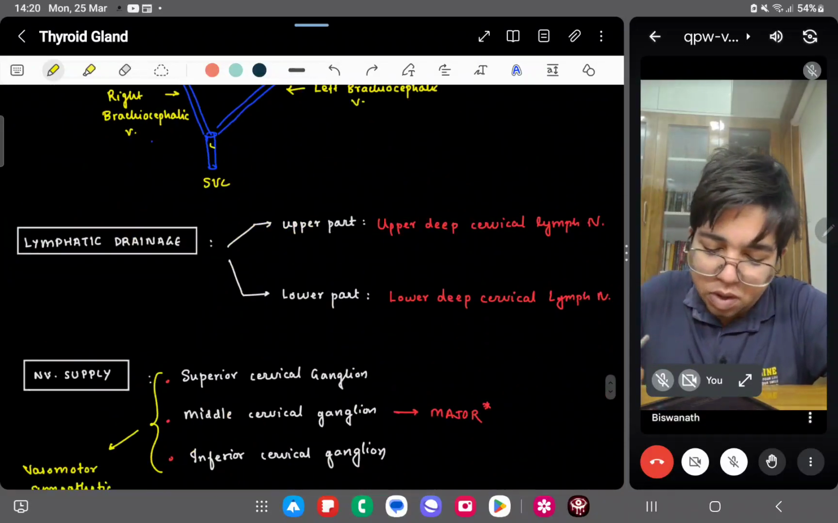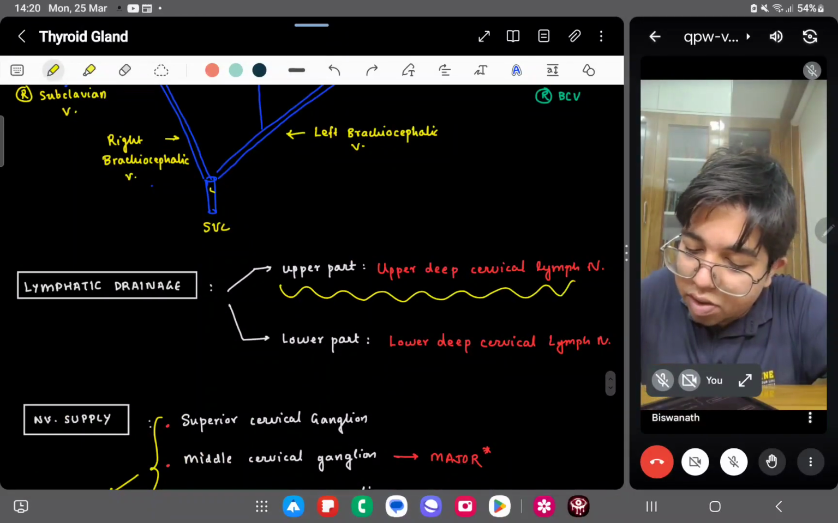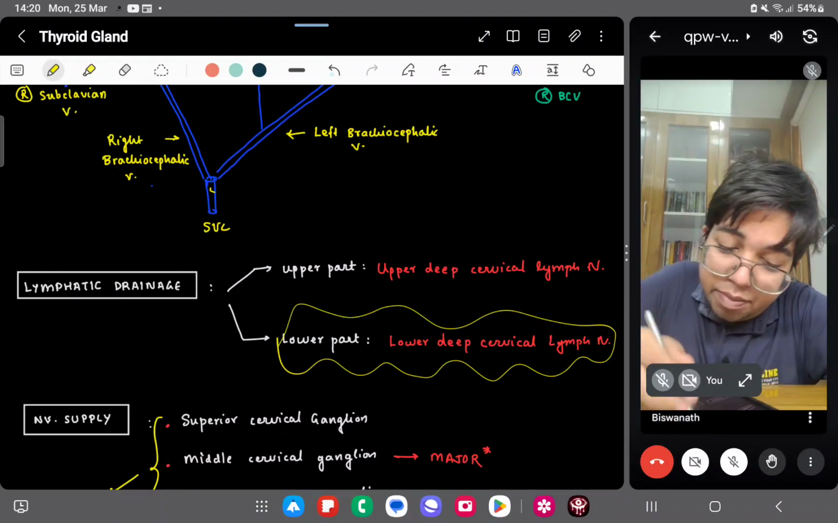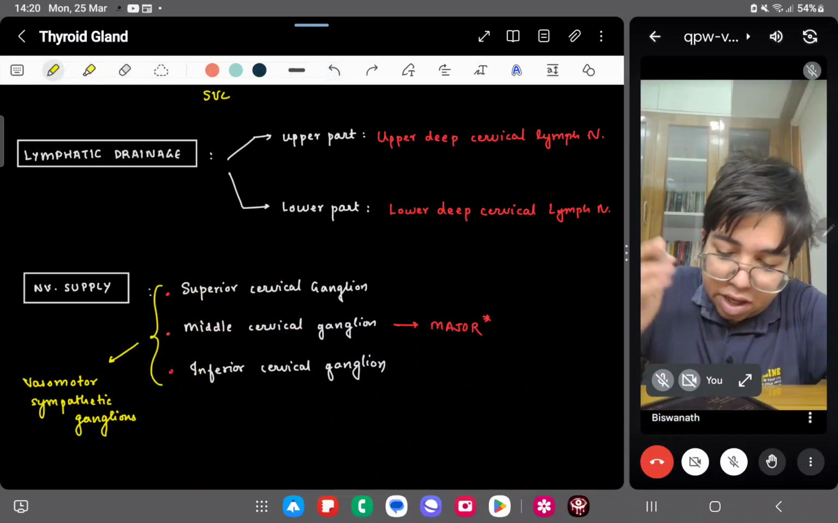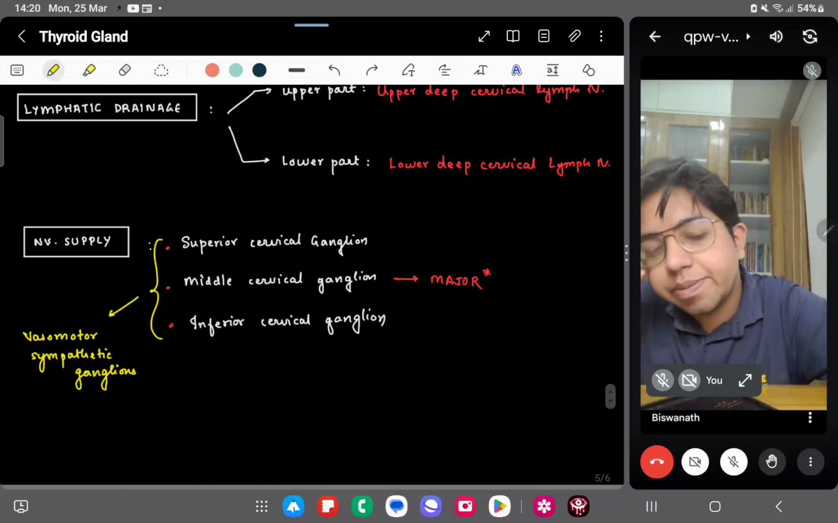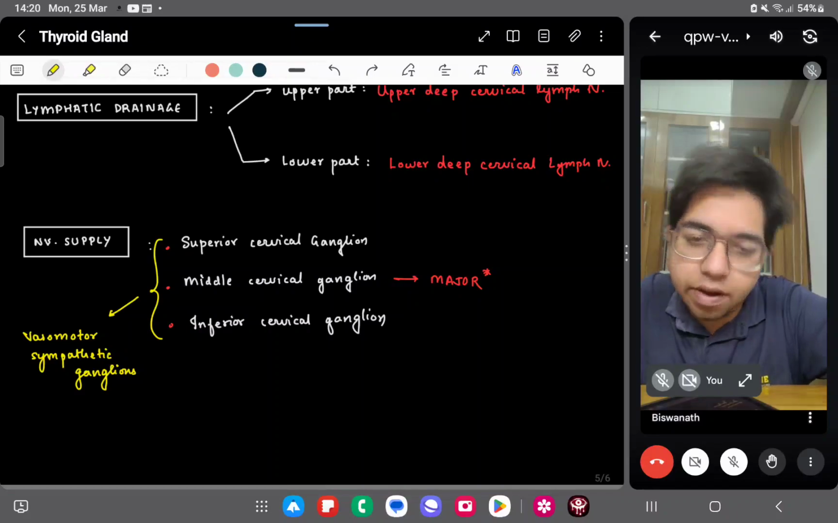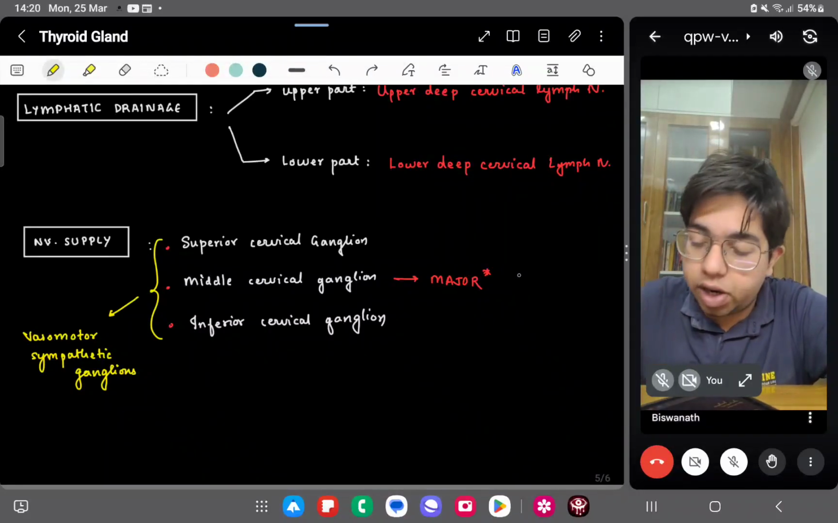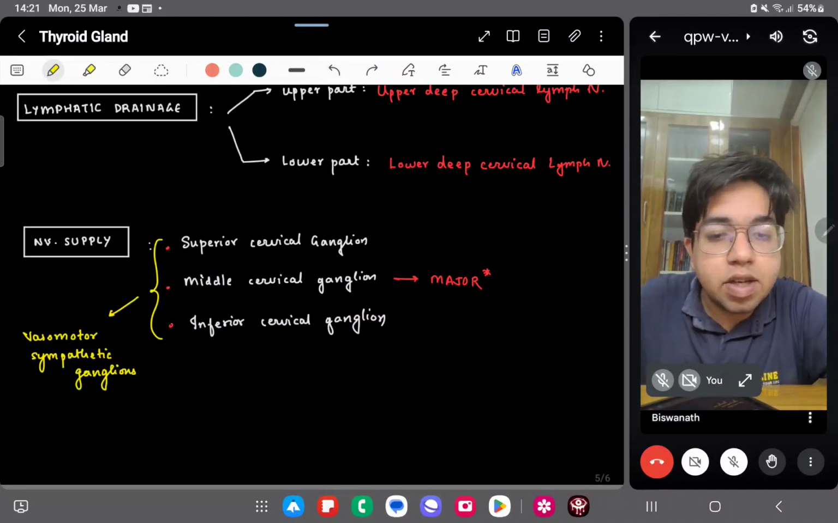So that was about the venous drainage. Lymphatic drainage: the upper part drains into the upper deep cervical lymph nodes, the lower part drains into the lower deep cervical lymph nodes. And nerve supply: superior cervical, middle cervical, and inferior cervical ganglions. All three are sympathetic ganglions, so the nerve supply will be vasomotor. The major one is the middle cervical ganglion, since it is present in that region only.